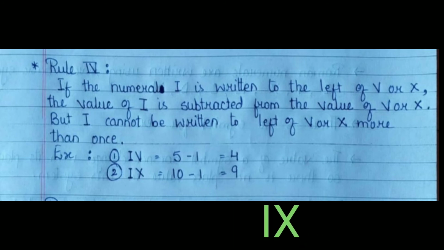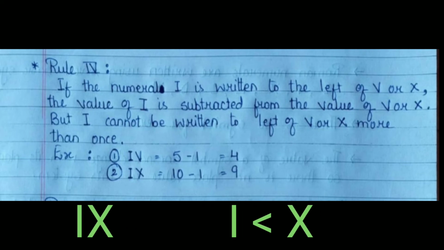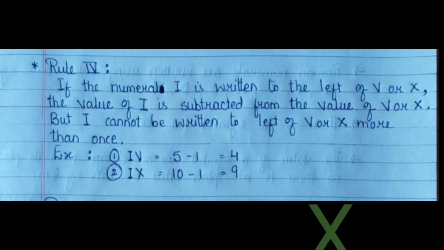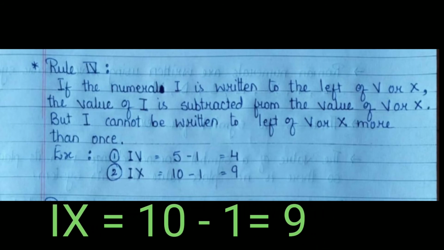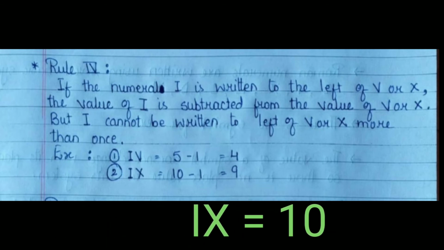IX. I is smaller number and it is written towards the left side of greater number X. So, we will subtract 1 from 10. So, IX is equal to 10 minus 1, that is equal to 9. So, IX means 9. Remember, in rule 3, we added the smaller number written towards the right, and in rule 4, we subtracted the smaller number written towards the left. So, it is very important.